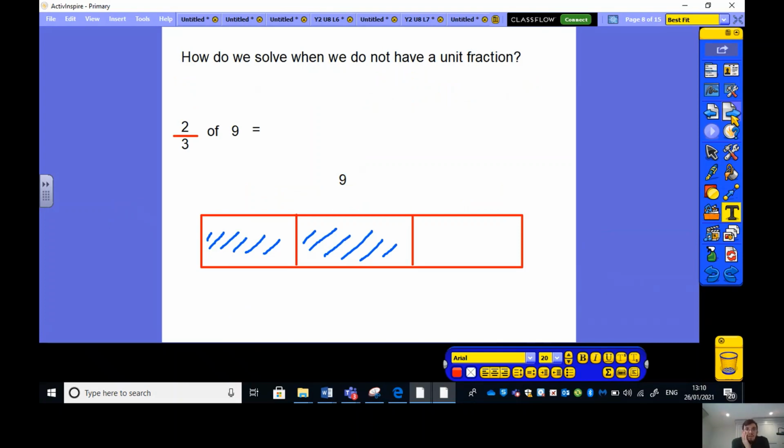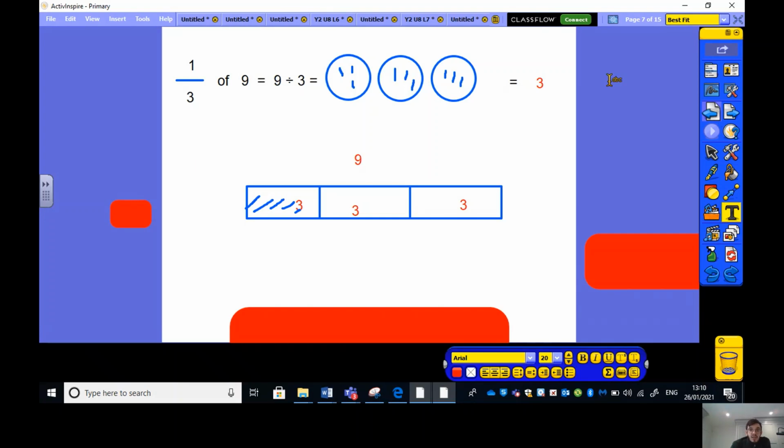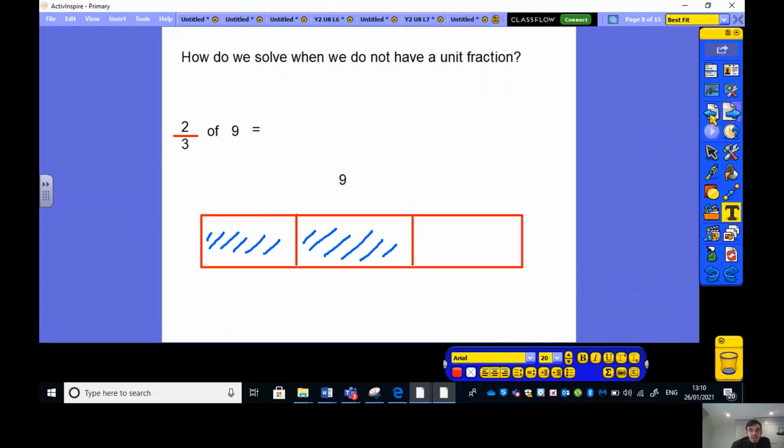How do we solve when we do not have a unit fraction? What is 2/3 of 9? You're all experts at finding 1/3 of 9. We did it here. But look at the numerator now. It's gone from a 1 to a 2. Do not panic. All we need to do is add in an extra step.